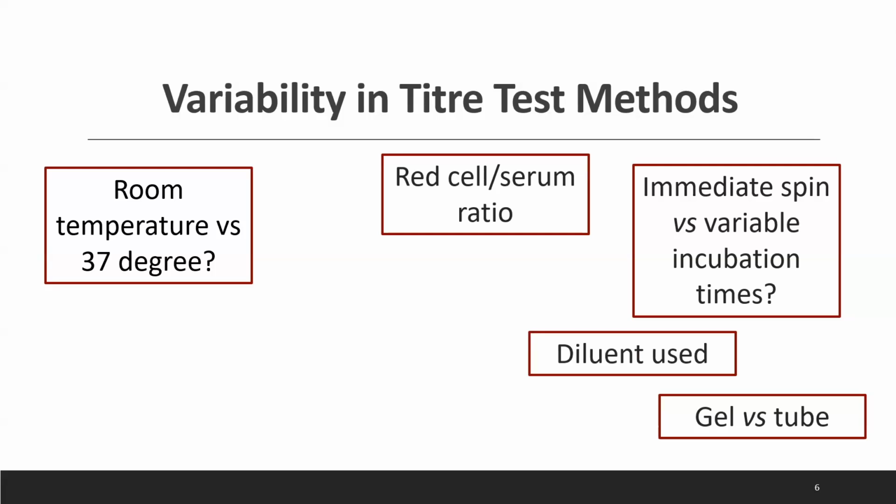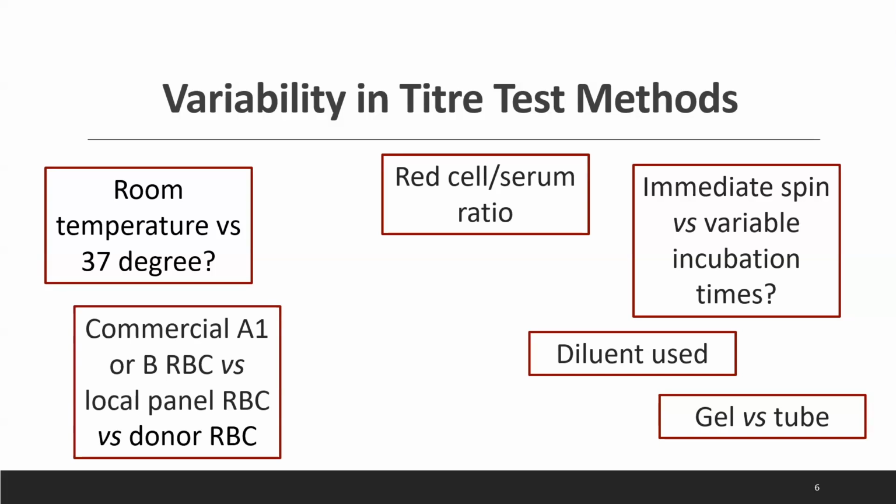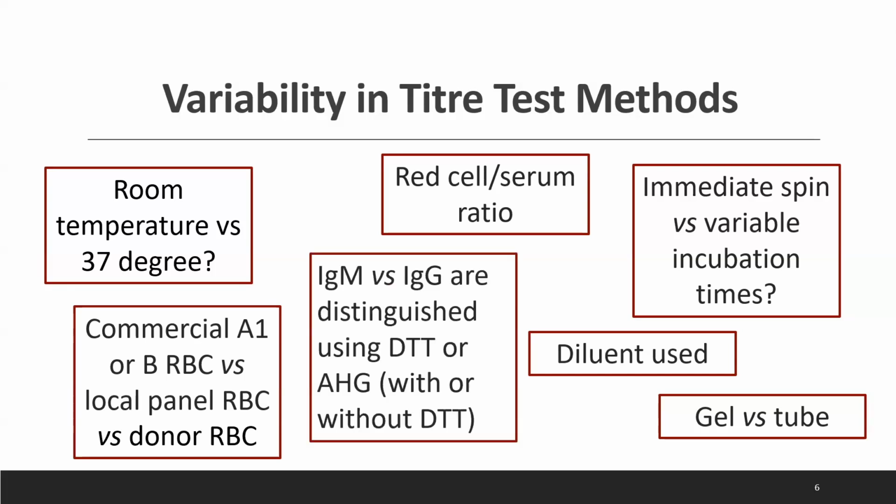Low ionic strength serum, actually not peripheral blood, but PBS. There's saline. There are many different diluents. Some are commercial; they come with your gel cards. Are you using commercial red blood cells? Are you using a local panel, or your actual donor for your ABO compatible transplant? And also, are you trying to distinguish the different isotypes of antibody, IgM versus IgG? And if you're doing that, how are you doing that? There are different ways to do all that.